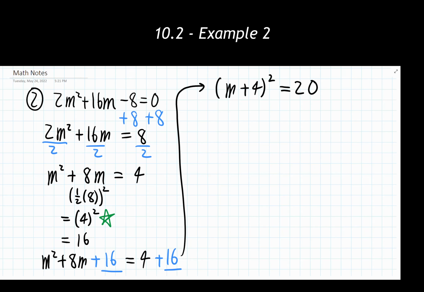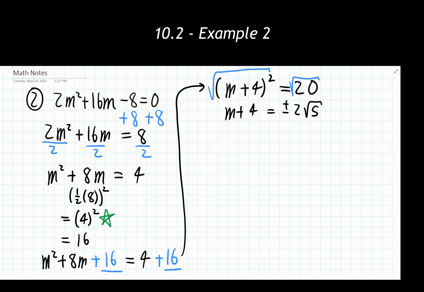So once we have this thing factored, now we can solve this remaining equation using the extraction of roots method that we learned from 10.1. So I'm taking the square root of both sides. On the left side, I get m plus 4. On the other side, I get plus minus. And I'm going to rewrite and simplify the square root down. That's going to give me 2 square root of 5.